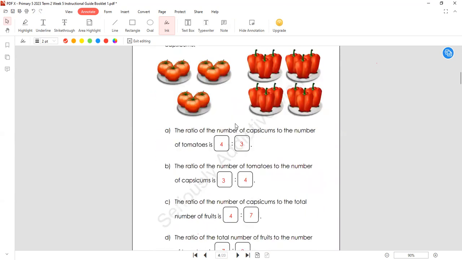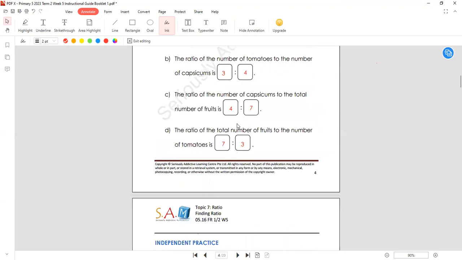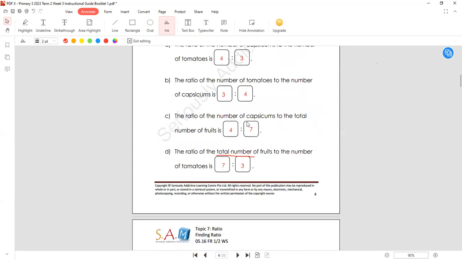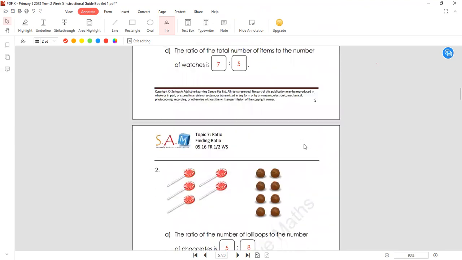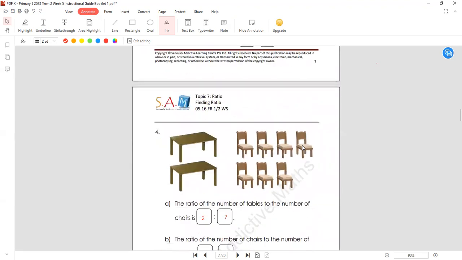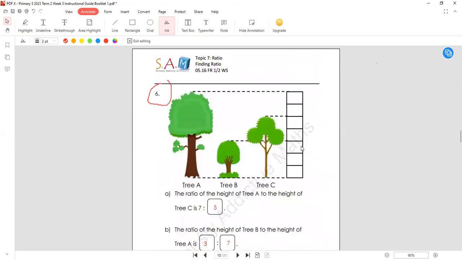Then do the guided practice. I think this should be relatively easy. Just remind them to read the question carefully, the total numbers, and then the order of it. Capsicums, then the total number of fruits. As long as you take note of the order, I think that's fine. After they've done the guided practice, they can try something like this.